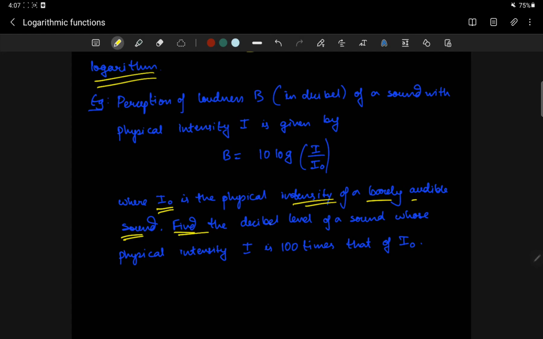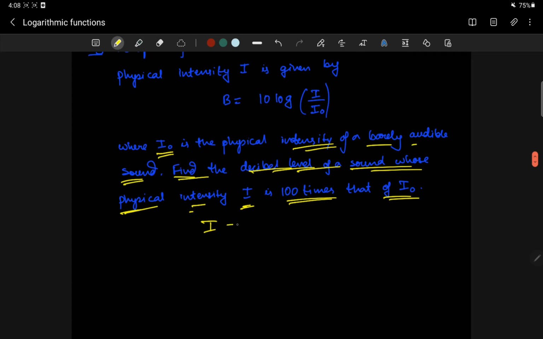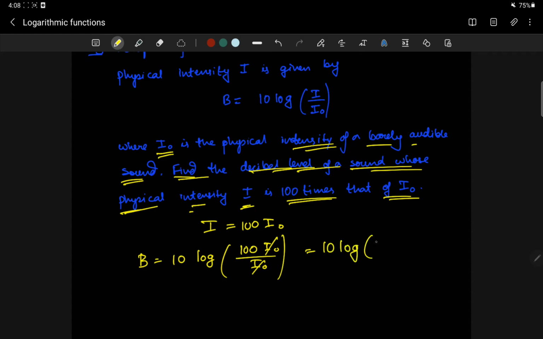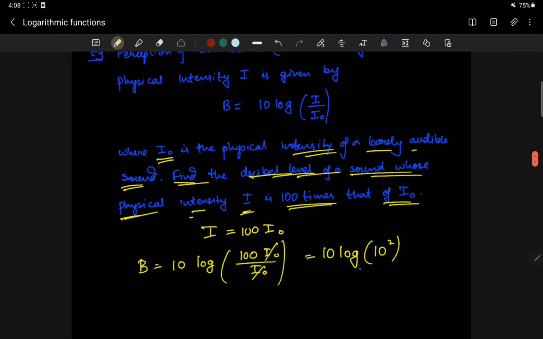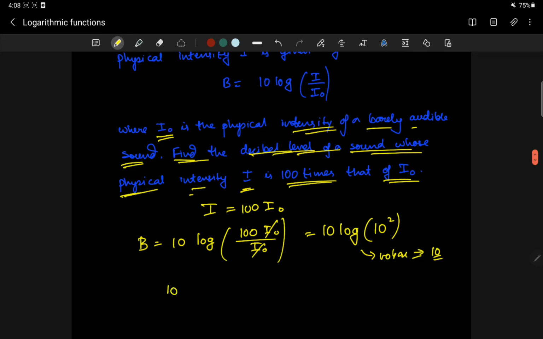So let's do this problem. It says, find the decibel level of a sound whose physical intensity I is 100 times that of I naught. So which means I is 100 I naught. So the loudness is 10 log of 100 I naught over I naught. That becomes 10 log 10 squared. Now, because we're working with common log, if you are given no base, right? No base means it's automatically base 10. So this is 10 times log base 10 of 10 squared. Now these are inverses, so I'm just going to get this power back. This is going to be 10 times 2, which is 20. And we write that as dB, with a small d and capital B.